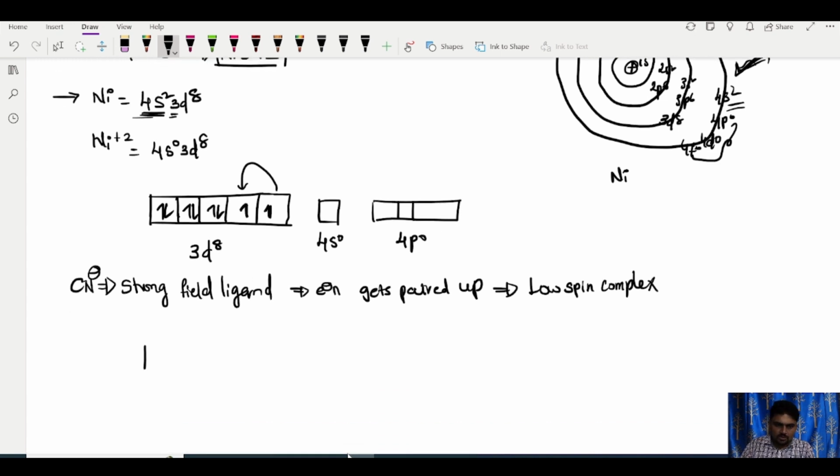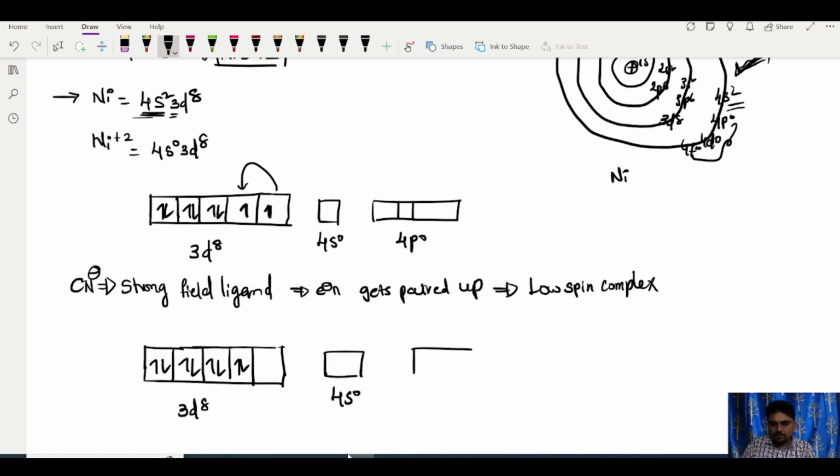So now what will happen here? After getting paired up, we get 3d8: 1 2 3 4 5. The 8 electrons will get into the 4 orbitals. And 4s has 0 and 4p has 0.